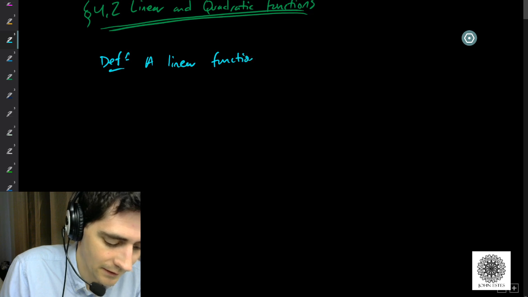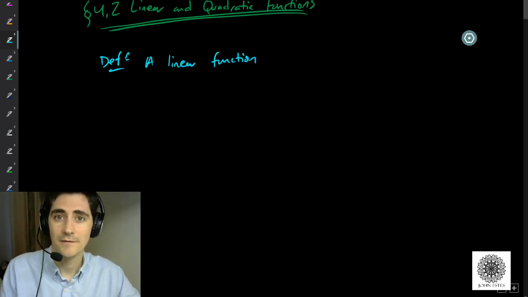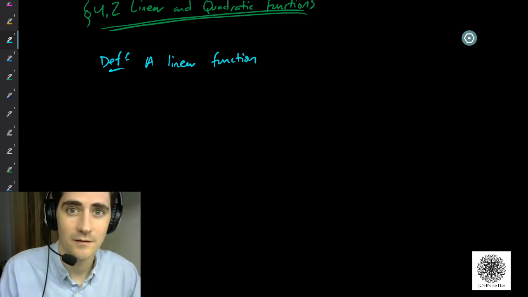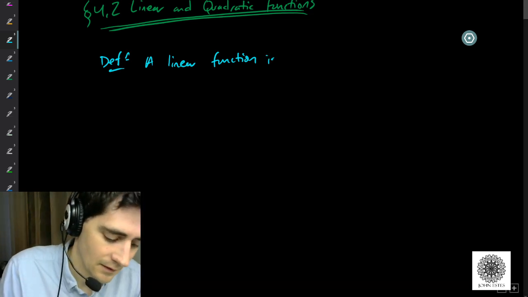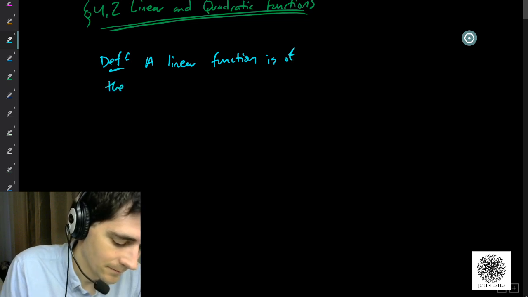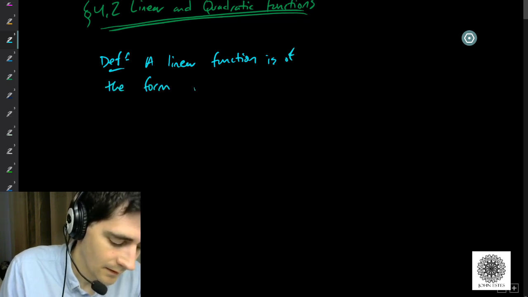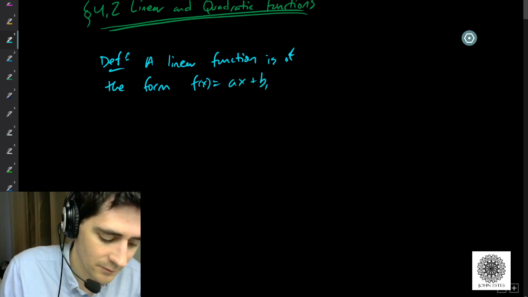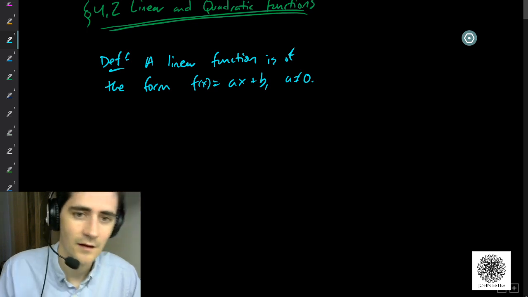It looks like a line, right? So we spent a good bit of time graphing lines, y equals mx plus b, and all that kind of stuff. And that's actually how we can define a linear function. We can just say it's of the form f of x equals ax plus b. And here we specify a is not 0.